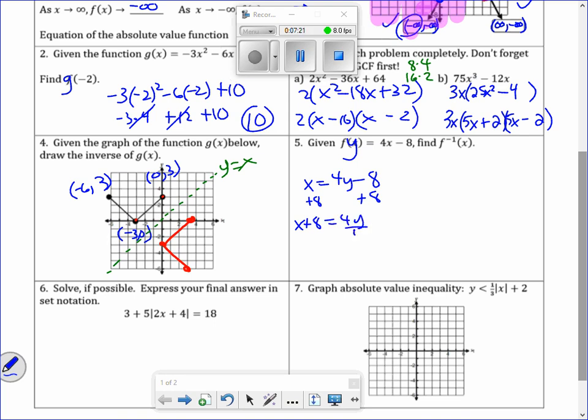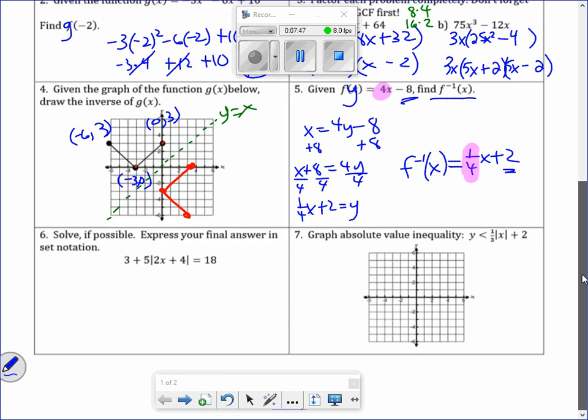Then I'm going to divide everything by 4. So I have 1/4 x plus 2 equals y. And to be official, I was asked for this, so that means inverse. So I'm going to write f negative 1 of x equals, and here's my answer, 1/4 x plus 2. So you're going to notice that the slope here and the slope there, they're always reciprocals of each other. But you have to do it because these numbers back here don't really relate in any, they do, but not in a way that you can tell.